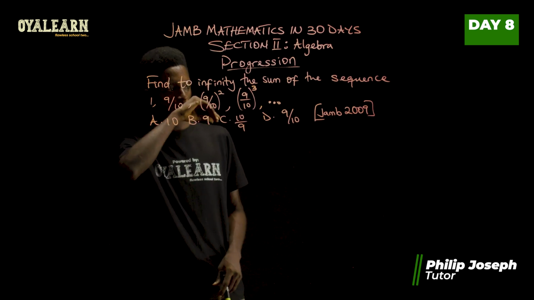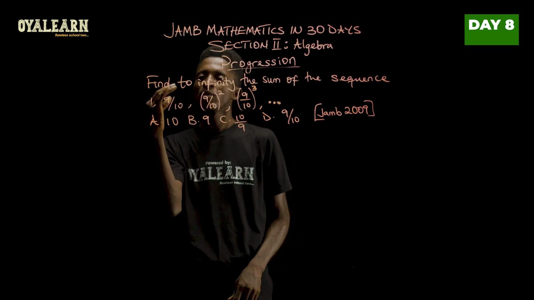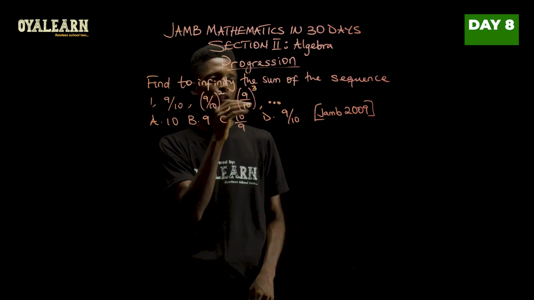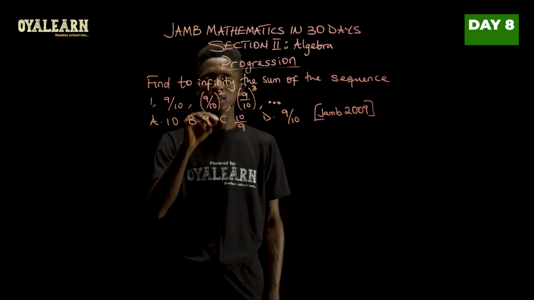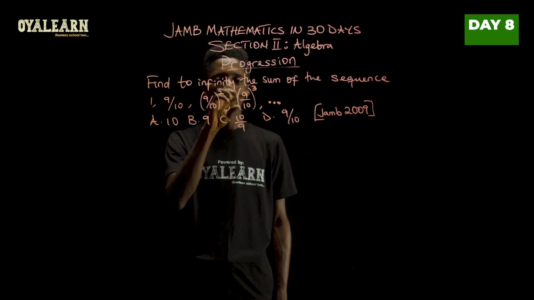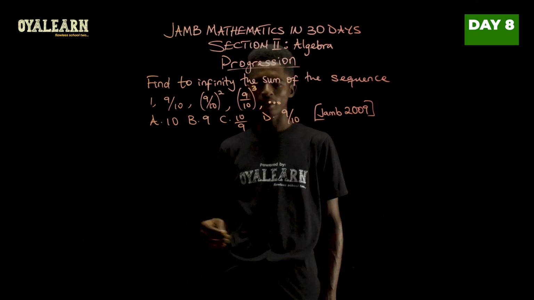Now, let's solve this question from Jamb 2009. Find to infinity the sum of the sequence. Now we have 1, 9 over 10, 9 over 10 squared, 9 over 10 cubed, and so on like that.